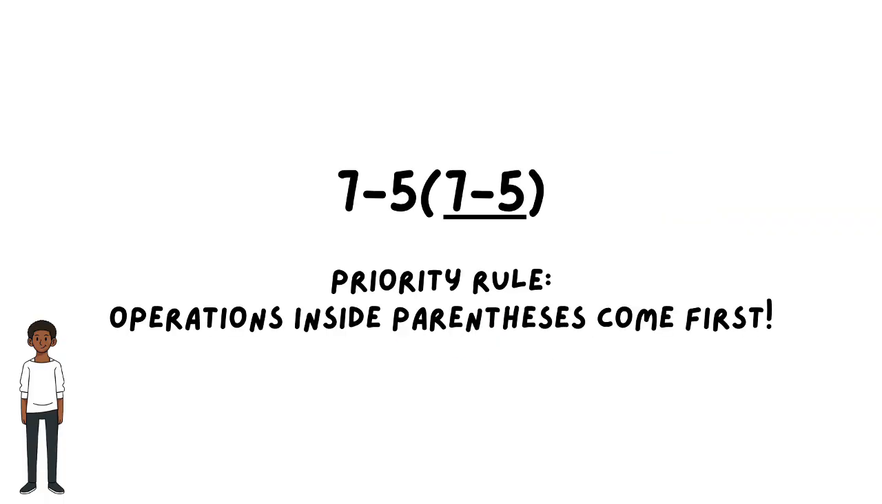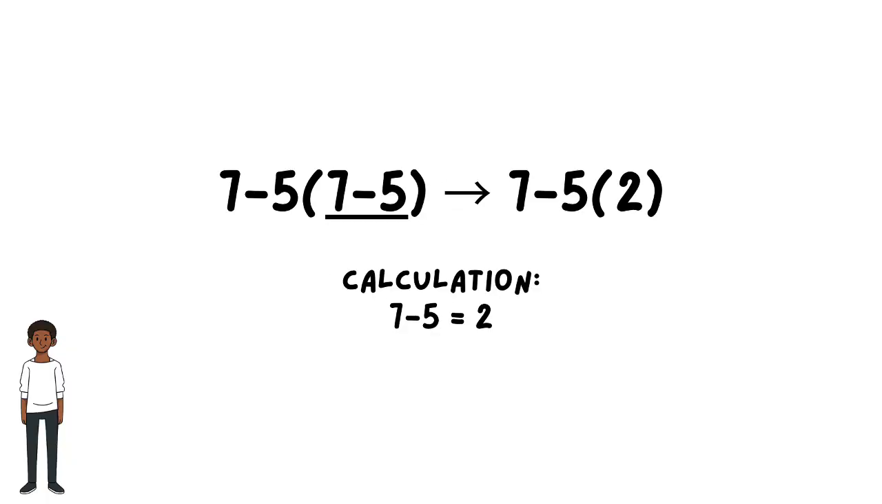According to the order of operations, we must always resolve the operation inside the parentheses first. That means our very first step is to evaluate the interior, 7 minus 5. Step 1. Subtract 7 minus 5 inside the parentheses, which equals 2.